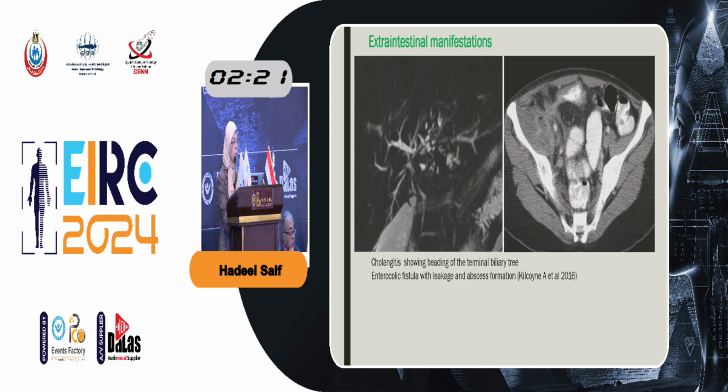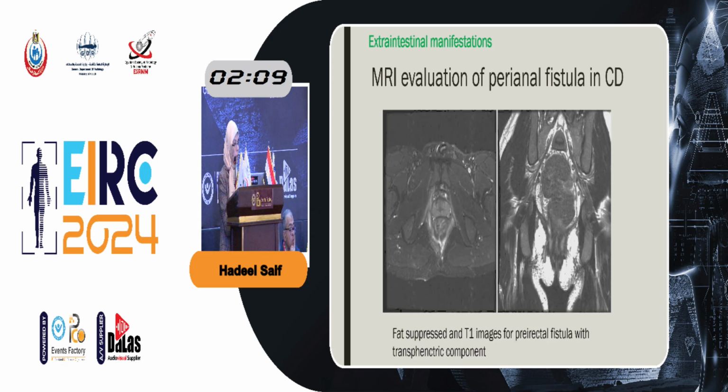You can do MRCP also if the patient is suspected of having cholangitis, or if the patient is suspected to have a perianal abscess, you can also do MR fistulography. Here are examples of perianal abscess formation.